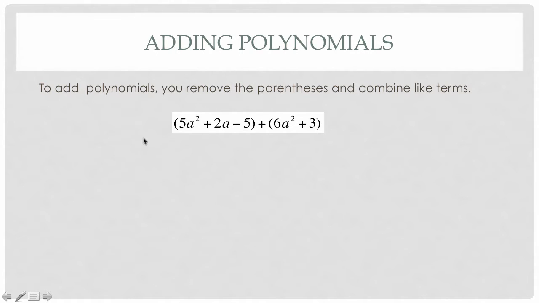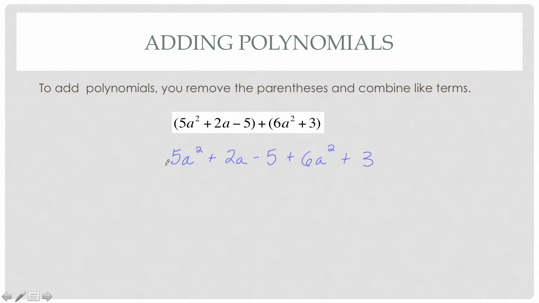So adding, you already kind of know how to do this. To add, we remove the parentheses and we combine like terms. So here we've got 5a squared plus 2a minus 5. And I'm adding to this polynomial 6a squared plus 3. Well, if it's adding, that means I'm going to take 5a squared plus 2a minus 5, I'm going to add to that plus 6a squared, and I'm also going to add to that 3.